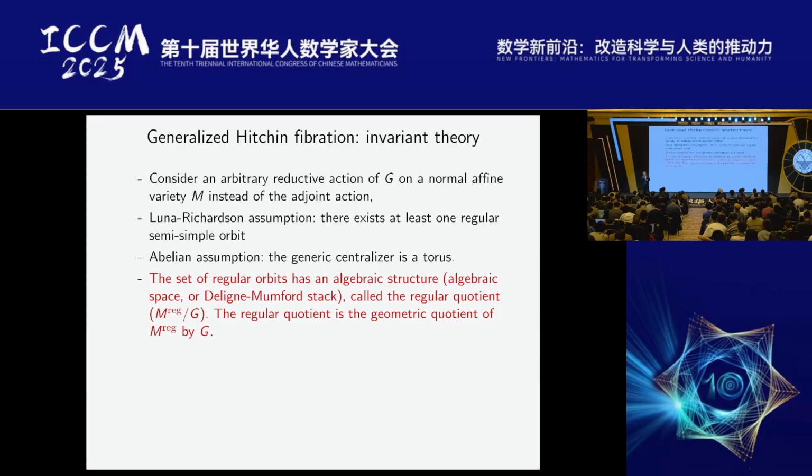To give you a little hint, just think about the simplest case. It's not a Luna-Richardson case. Look at G_m acting on a vector space by scalar action. Then the closed orbit is just 0, and the regular orbits are just lines. That's a projective space. So the map I'm talking about is the map from projective space to the point. So how does this thing look in the general situation? This is what I try to explain. This is the map we want to discuss: the map from regular orbits to the categorical quotient.